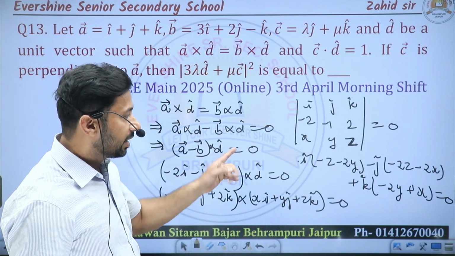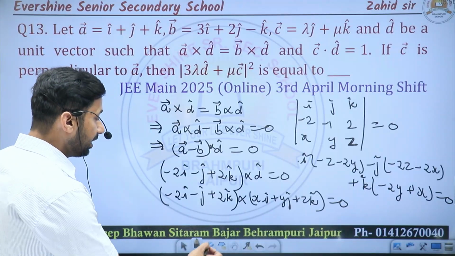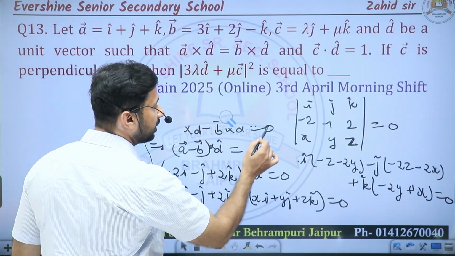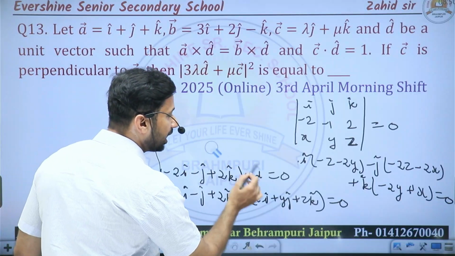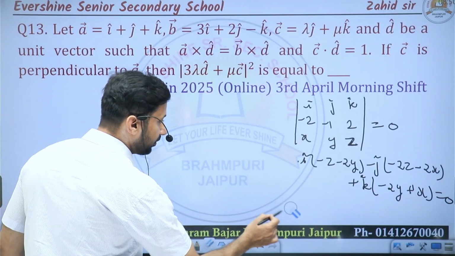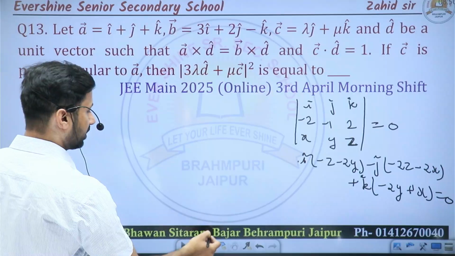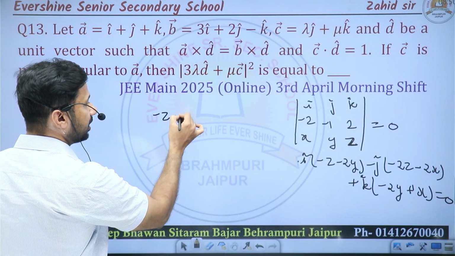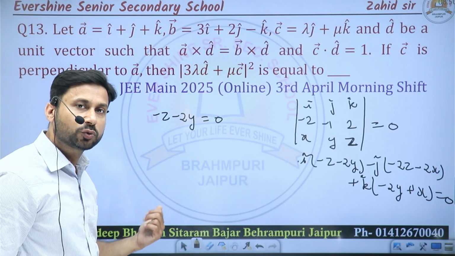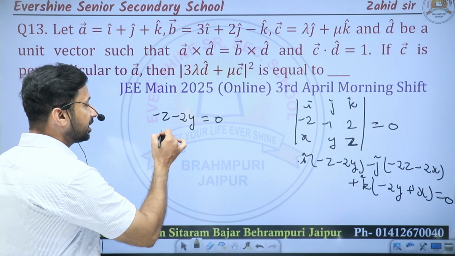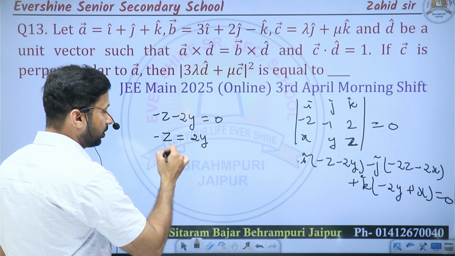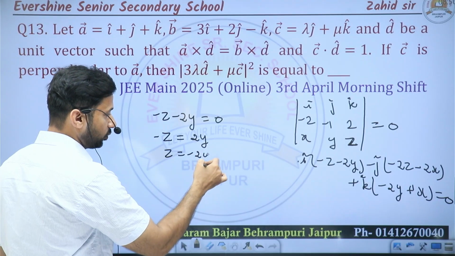Now here I can compare both sides. In RHS nothing is there, that is 0. That means each term will be 0, then only it will be 0. So here I'll put each of them equal to 0. So the first, minus z minus 2y equal to 0, which gives minus z equal to 2y, or z equal to minus 2y.